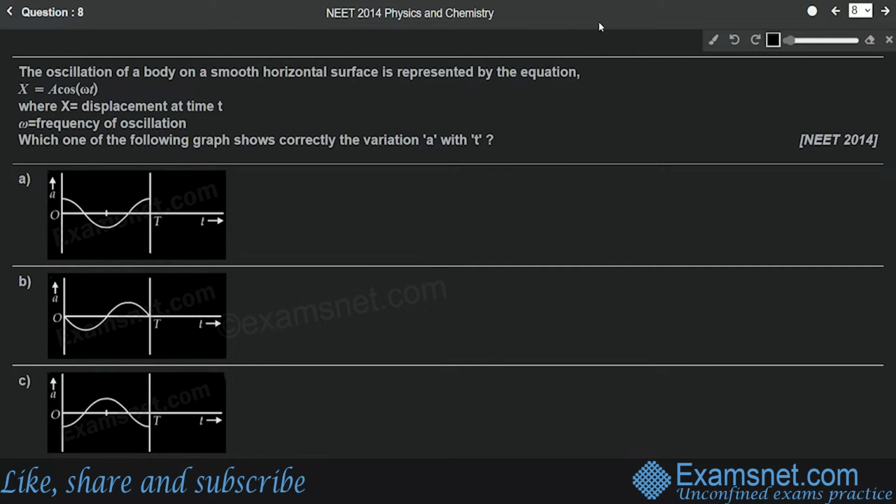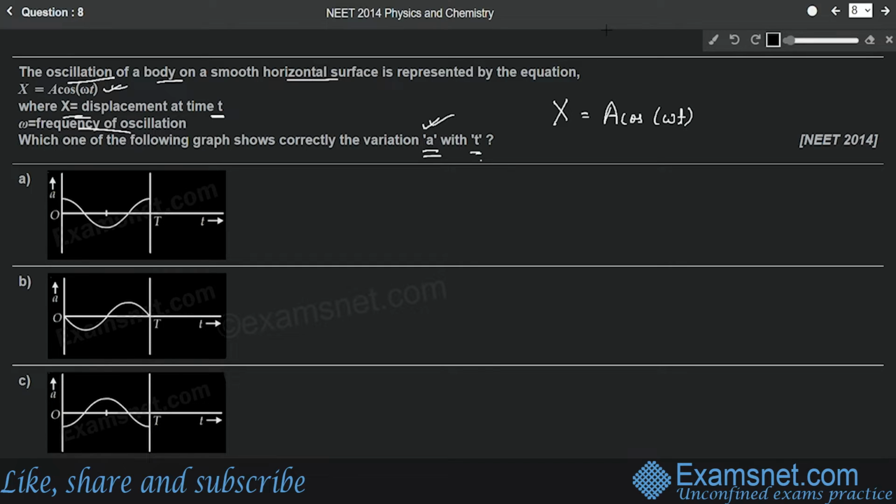Question number 8 is from the chapter Simple Harmonic Motion, and the question is: the oscillation of a body on a smooth horizontal surface is represented by the equation x equals a cos omega t, where x is the displacement at time t and omega is the frequency of oscillation. Which one of the following graphs shows correctly the variation of a with t? Okay, so here the equation for displacement is given, x equals a cos omega t, but we have to find the correct graph which shows the variation of a, that means acceleration, with t.